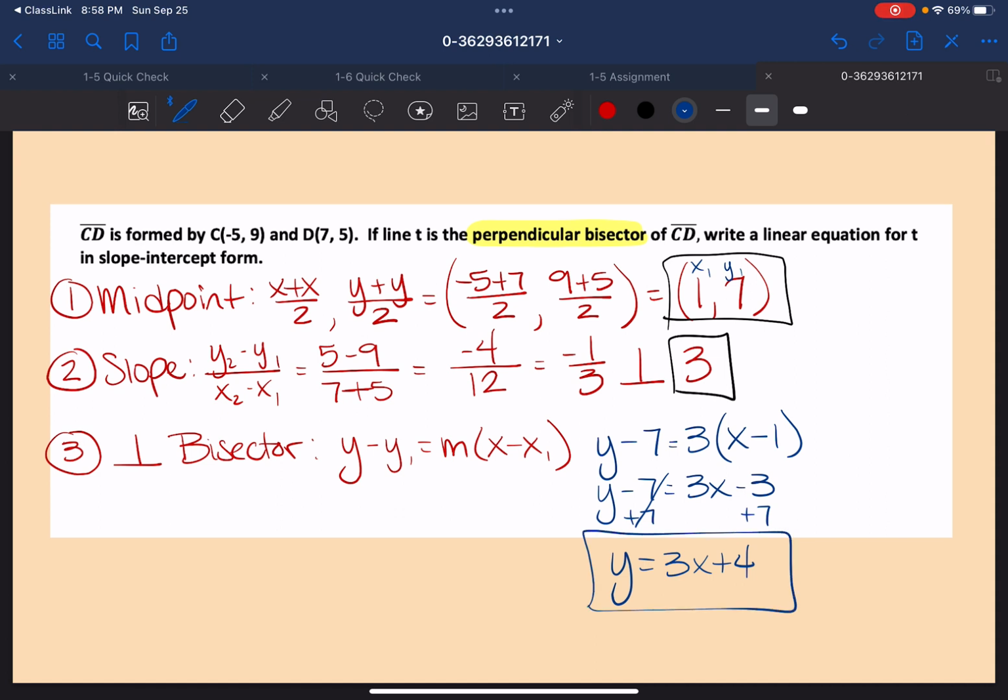If you were to plug in CD on the graph and graph this new equation, you would see that they would go right down the middle and they would create those right angles, making our perpendicular lines.